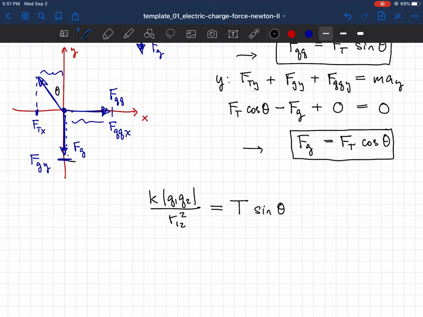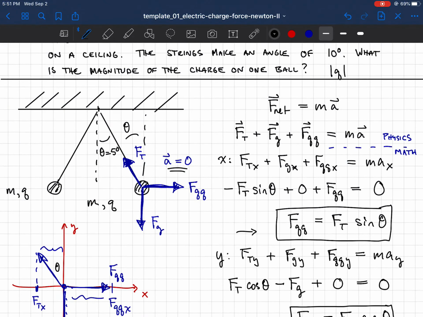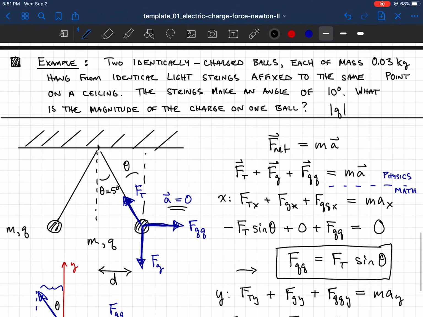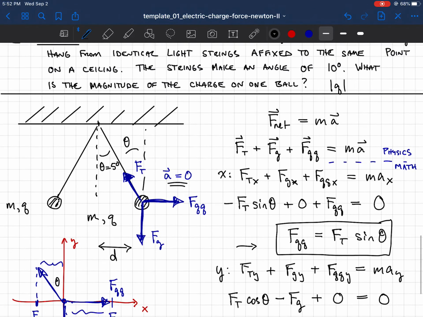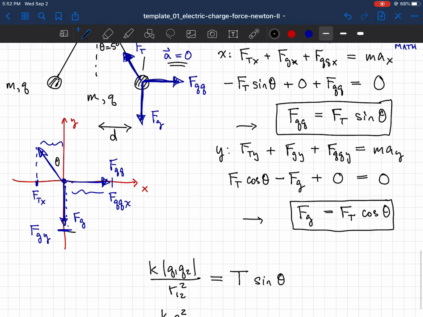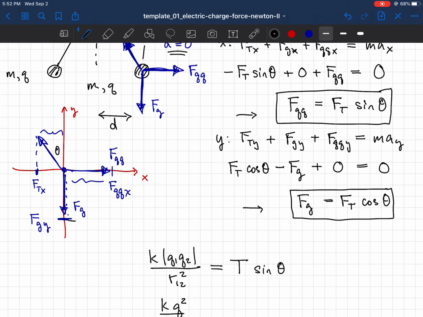For this particular problem, Q1 and Q2 were exactly the same, and I can just write that then as Q squared. So I have kQ squared. And the distance, R12, I don't know yet, but I can probably find it. So let's look and see. So we have a distance here, and I think we probably needed to have a length of the string, which I left out. So let's just assume that that's 1 meter here. And we'll see if we need that or not.